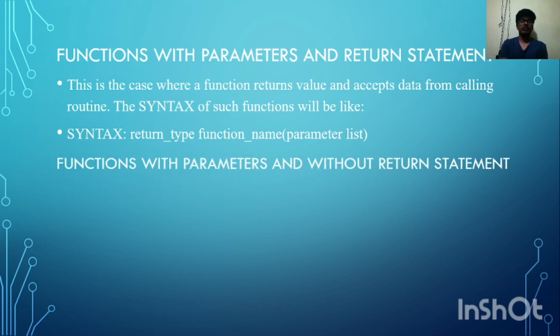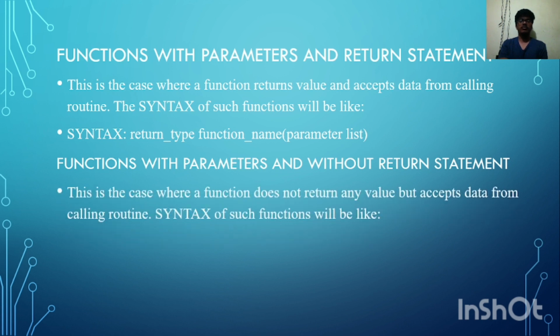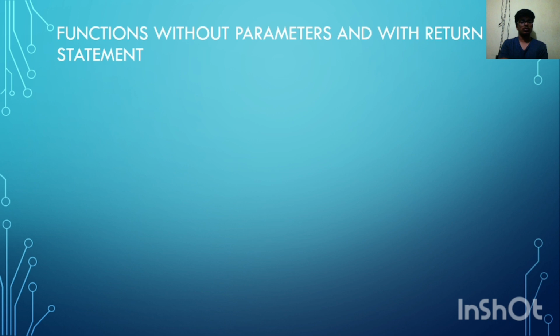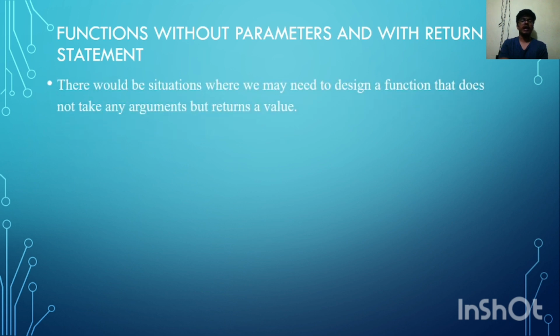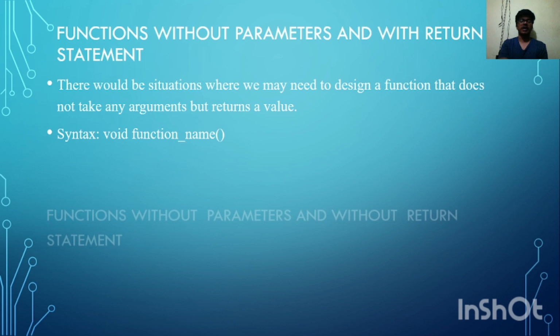Functions with parameters and without return statement. In this case, a function does not return any value but accepts the data from the calling routine. Syntax for such functions will be void function_name(parameters list). Functions without parameters and with return statement. There would be situations where we may need to design a function that does not take any arguments but returns a value. Syntax: return_type function_name(void).